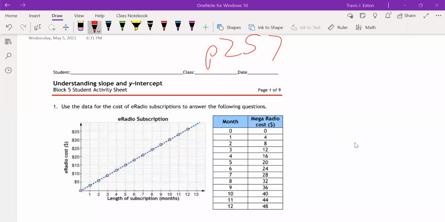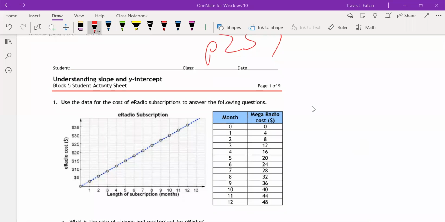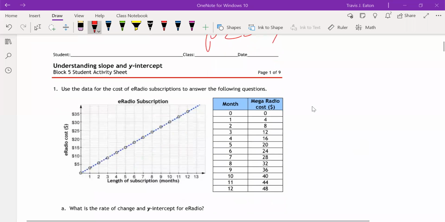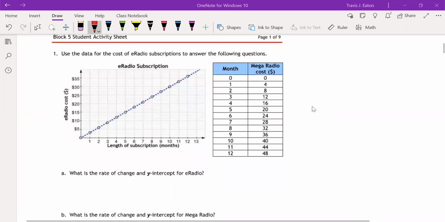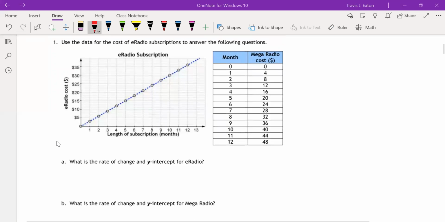Okay, so understanding slope and y-intercept, block 5 student activity sheet. What we're going to do is take a look at more understanding how the slope and y-intercept work together in tables and graphs and equations. Question number 1 says, use this data for the cost of e-radio subscriptions to answer the following question. What is the rate of change and the y-intercept for e-radio?